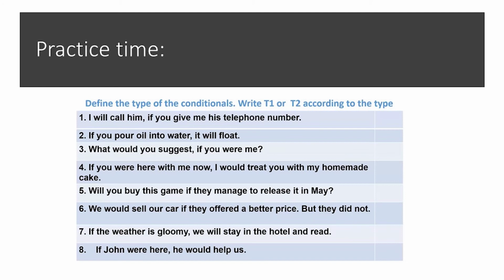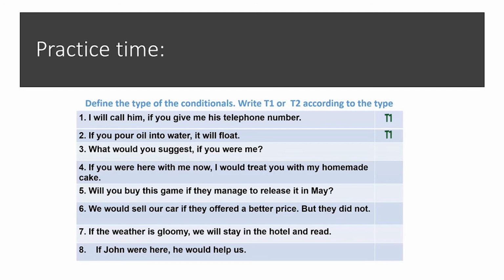Number 1, I will call him if you give me his telephone number. What do you think? What type of conditional is used here? Yes, you are right. It's type 1, T1, real condition, because it is a real situation. Number 2, if you pour oil into water, it will float. This is also type 1 because it is a natural process and it may happen.